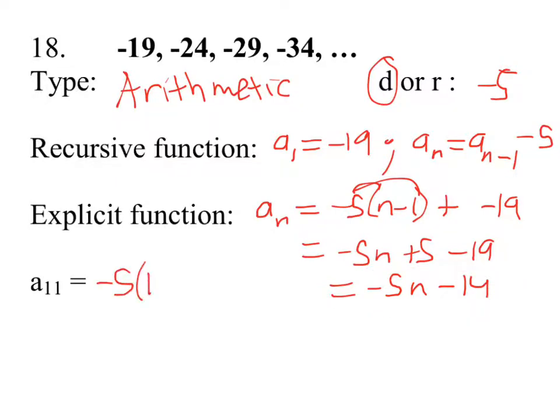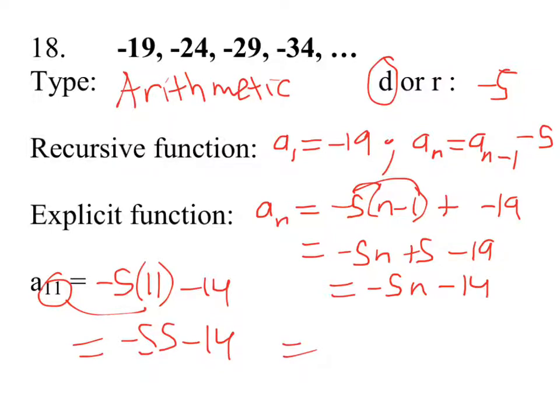Negative 5 times 11. You just take the 11 and put it in for n, and then subtract 14. Negative 5 times 11 is negative 55. If you subtract 14, basically adding those negative numbers together, which will give you negative 69, and that's the answer for this one.